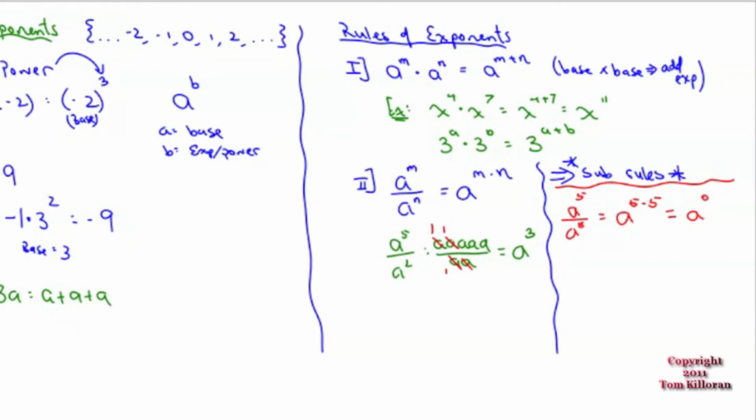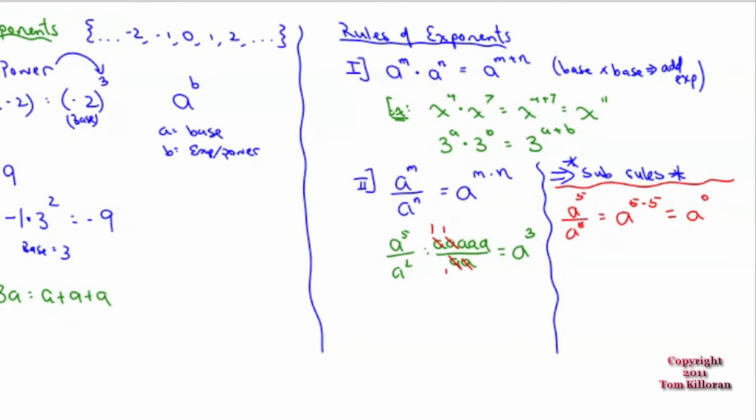Right? Base over base, you keep the base and you subtract the exponents. Well, the exponents are exactly the same, so the additive inverse comes into play and you get 0 out of the mess. But what does it mean to be a to the 0 power?